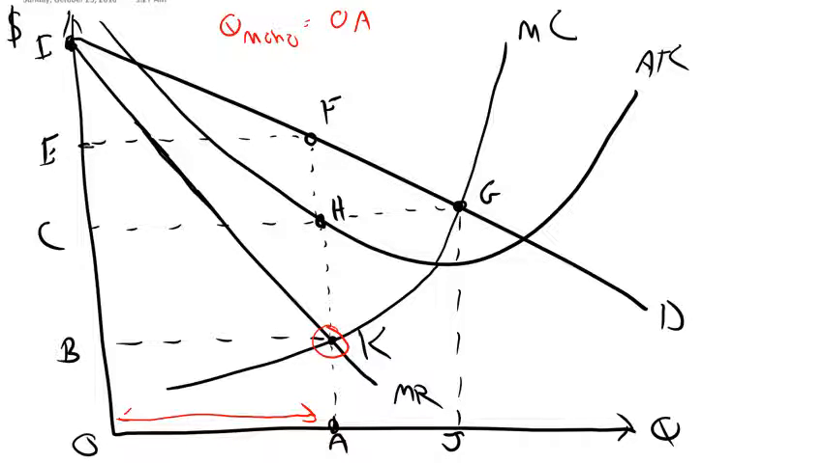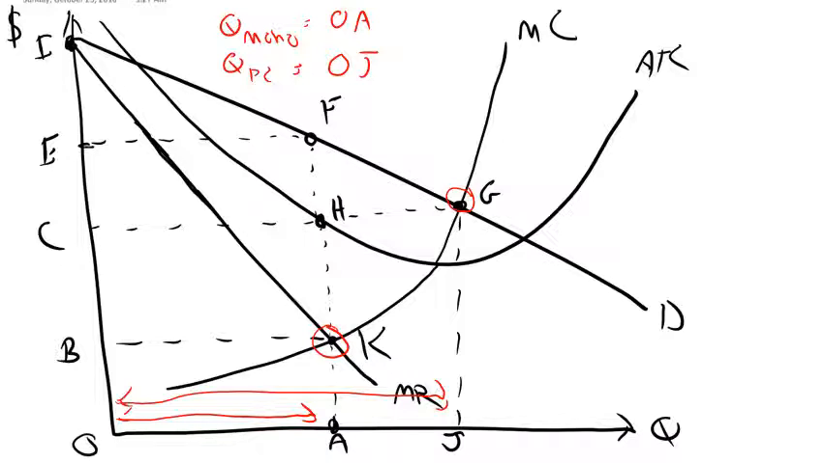The competitive output, we'll call it QPC, that produces the output where marginal cost equals price. That's point G. So again, the competitive output goes all the way out to point J. So the competitive output is the distance OJ.